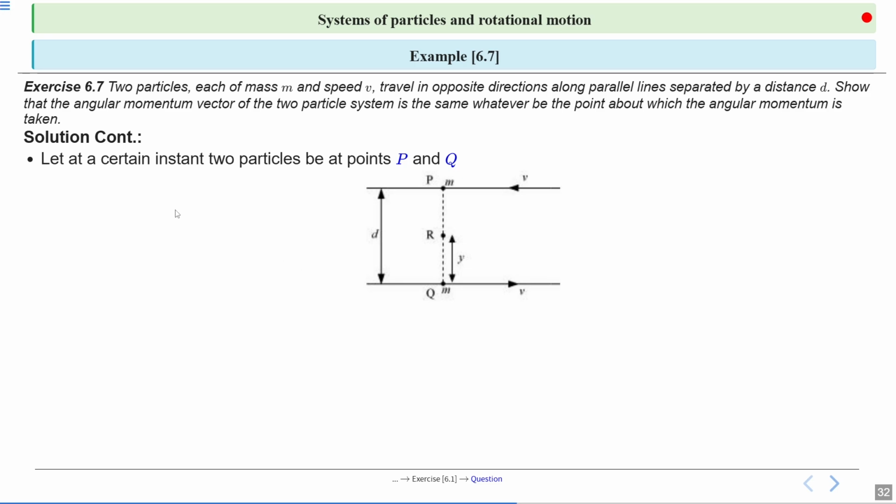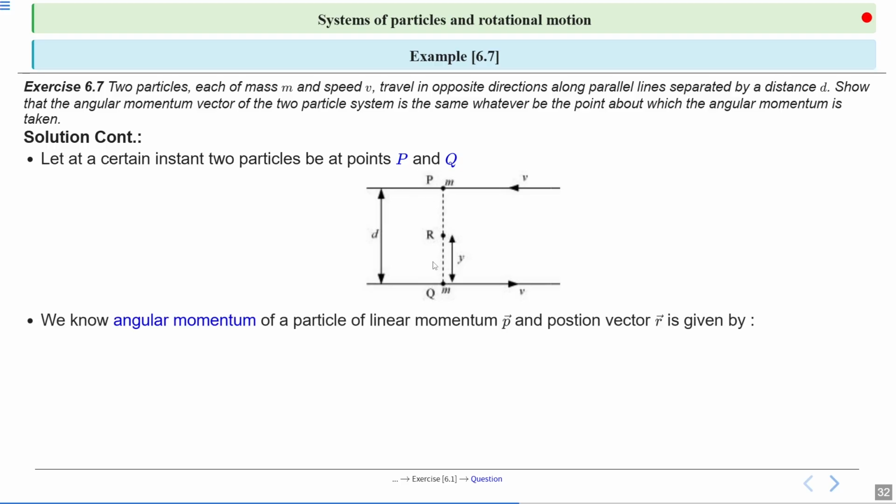Let at a certain instant the two particles be at points P and Q. The angular momentum of a particle with linear momentum vector p and position vector r is given by L equal to r cross p. We know p is the linear momentum, that is mass into velocity, so L becomes r cross mv.